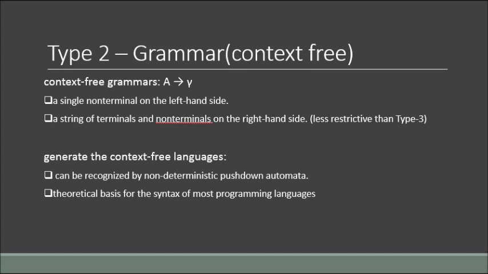Type 2 grammar is also known as context-free grammar. The rules for this grammar are as follows. A single non-terminal should be on the left-hand side. A string of terminals and non-terminals on the right-hand side. Context-free languages can be recognized by non-deterministic pushdown automata and are the theoretical basis for the syntax of most programming languages.